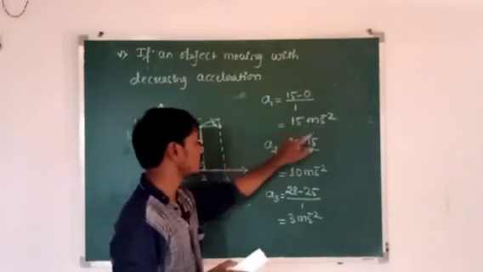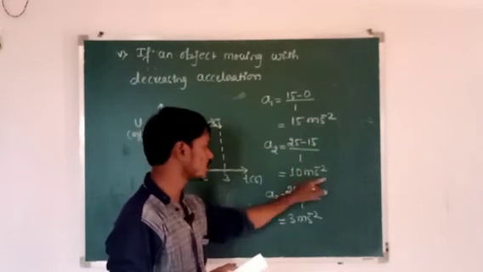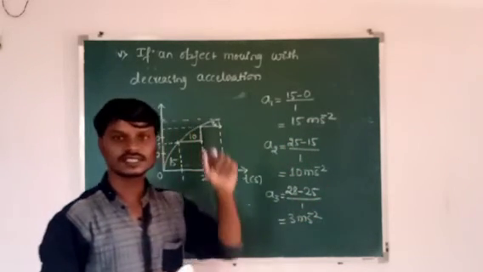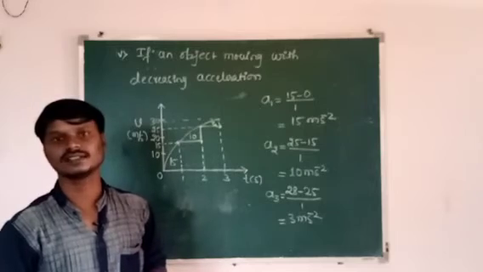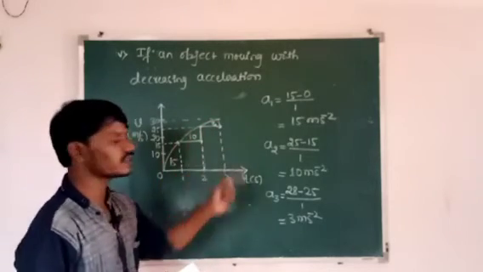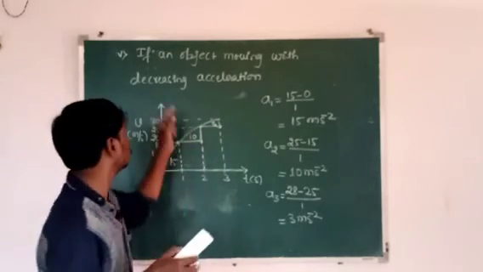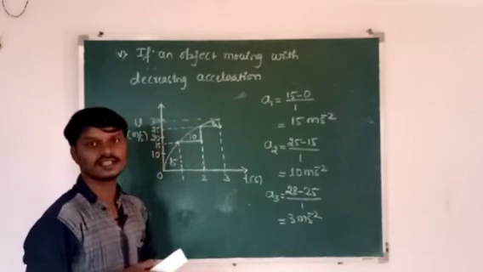15 meter per second square to 10, then 10 meter per second square to 3, means the acceleration goes on decreasing. So this is the nature of velocity versus time graph for the object moving with the decreasing acceleration.